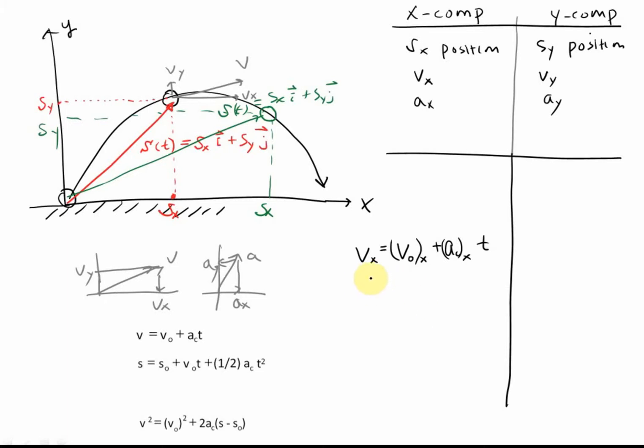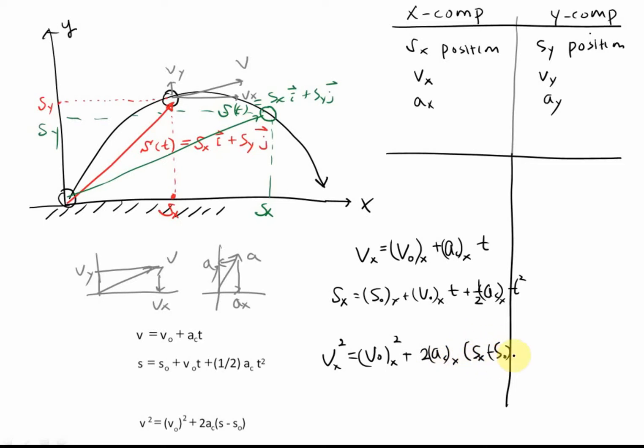And then how about the position? My x component position will be the x component of initial position plus the x component of velocity times t, plus 1/2 the x component of acceleration and t squared. And this equation too. The x component of velocity squared is equal to the x component of initial velocity squared, plus 2 times the x component of acceleration and the x component of displacement, s minus s initial.